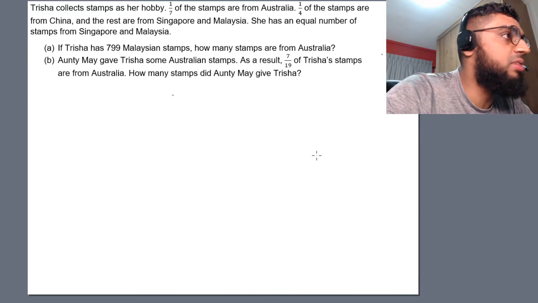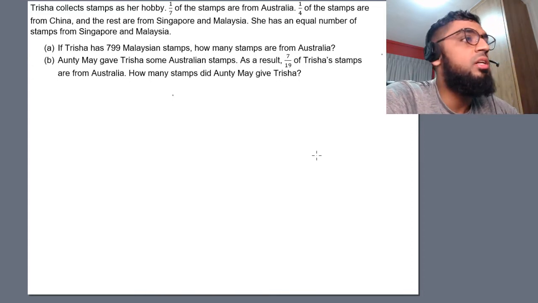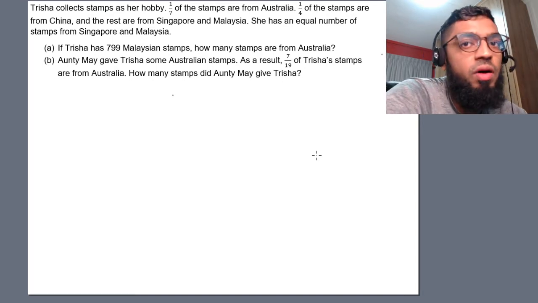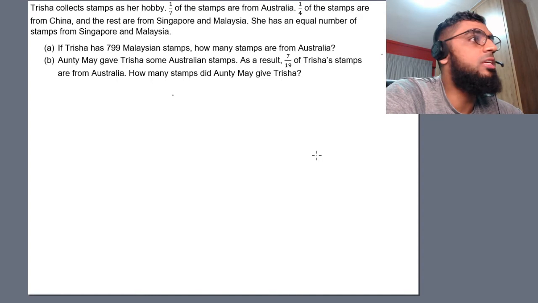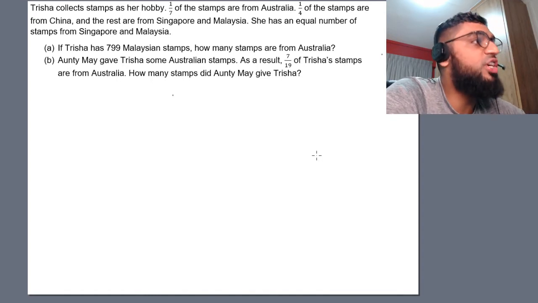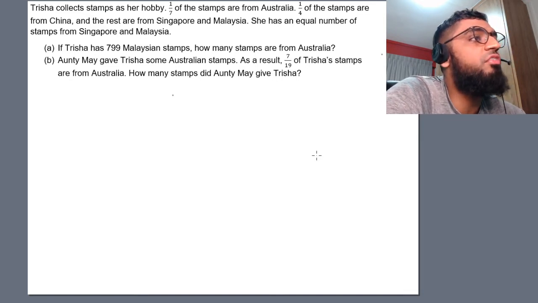Trisha collects stamps as her hobby. 1/7 of the stamps are from Australia. 1/4 of the stamps are from China, and the rest are from Singapore and Malaysia. She has an equal number of stamps from Singapore and Malaysia. If Trisha has 799 Malaysian stamps, how many stamps are from Australia?